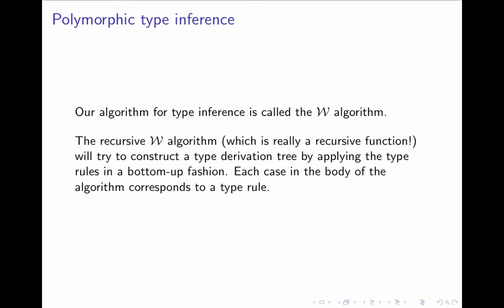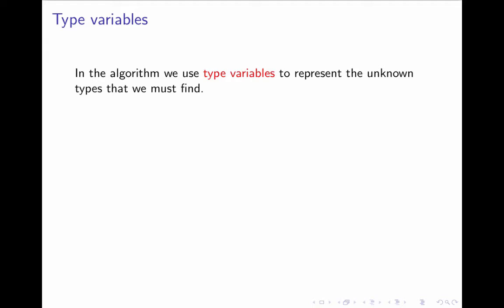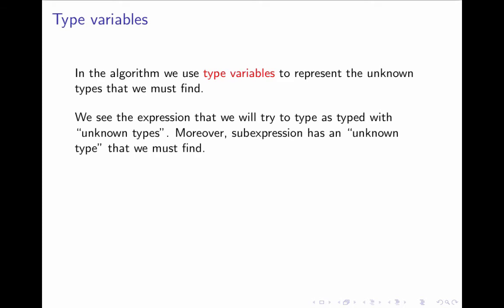Our algorithm for type inference is called the W algorithm for well-typedness. It's a recursive algorithm. It's really a recursive function, and it's going to try to construct a type derivation tree by applying the type rules in a bottom-up fashion. And every case in the body of this algorithm corresponds to one of the type rules, as we're going to see in a moment. In the algorithm, we use type variables to represent the unknown types that we must find. And we see the expression that we're going to type as typed with unknown types, and then in the process we find those unknown types. Sub-expressions have unknown types that we must find.